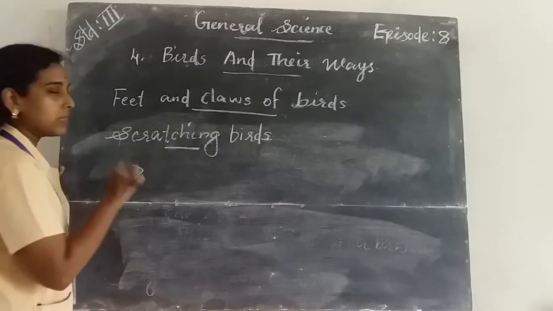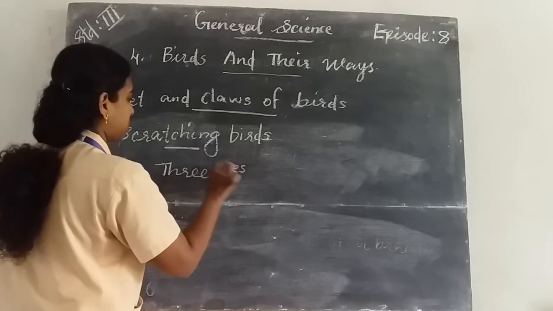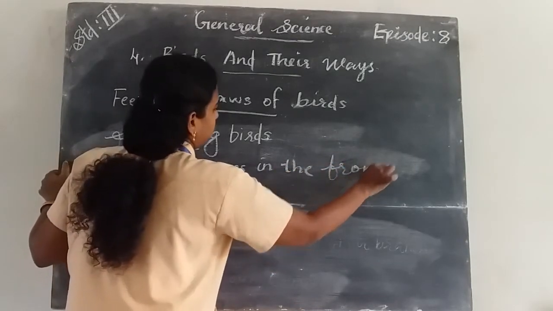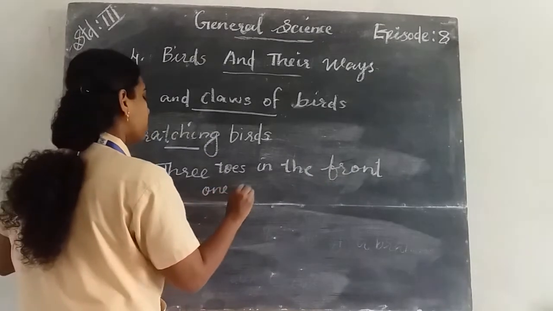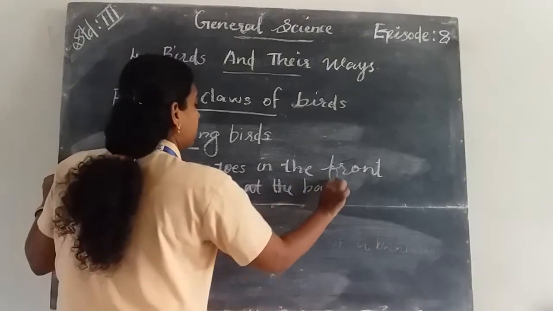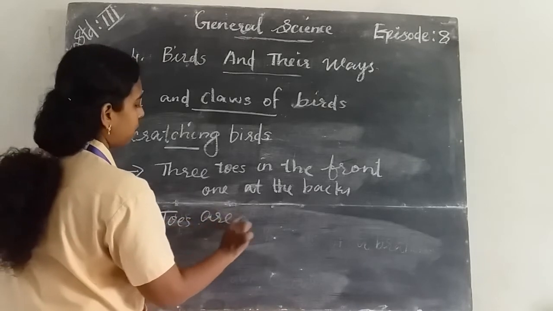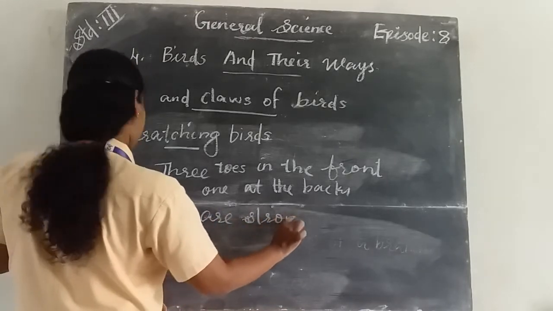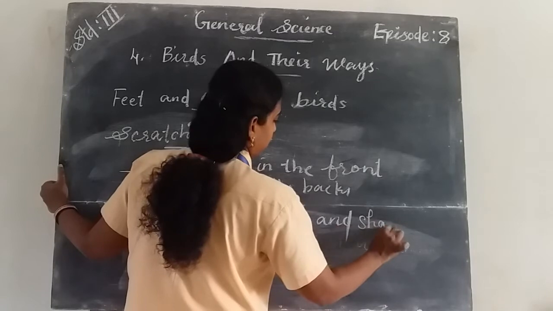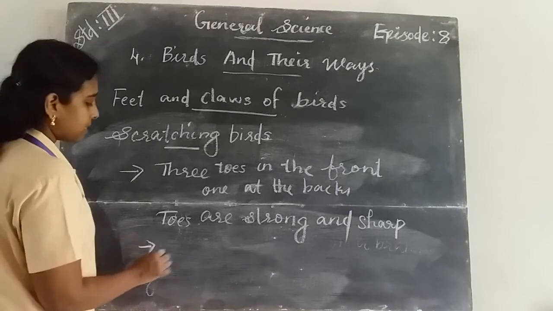Okay. So scratching birds have 3 toes in the front and 1 toe at the back, and their toes are strong and sharp. And they use their strong and sharp toes to scratch the ground.